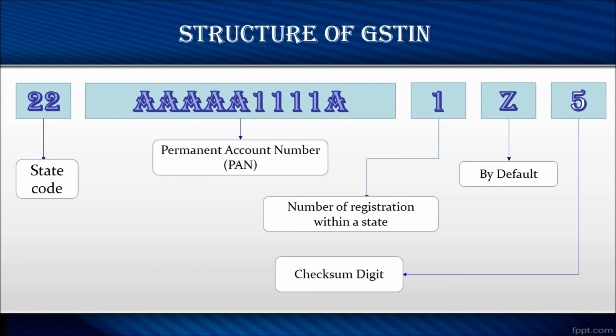Now, what is the structure of GSTN? GSTN structure comprises of first two letters that are the state code, then 10 digits are your PAN number, then the next digit is the number of registration within a state, Z is the next which is by default, and C in case of e-com operators, and next is the checksum digit which can be alphabet as well as numeric.